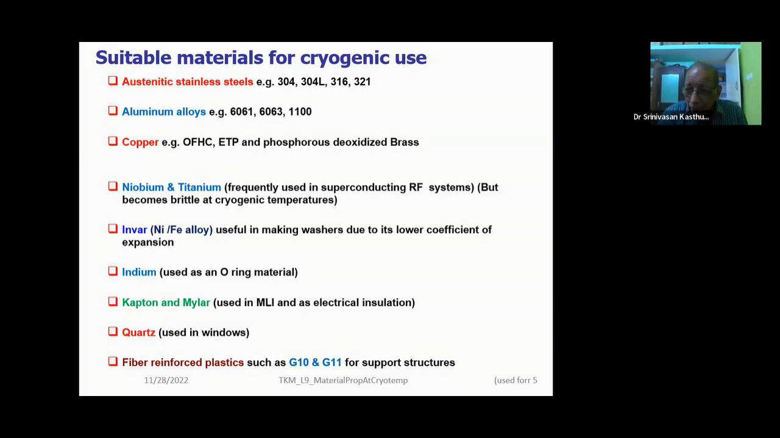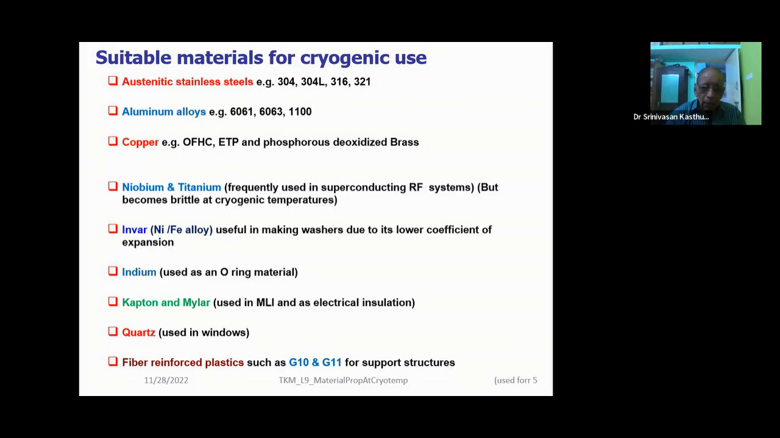And they are useful because they have a low thermal coefficient of expansion. Then you come across indium. Indium is a metal, a very soft material, and so it is useful as an o-ring at cryogenic temperatures for sealing. It is placed between two flanges. If you want to seal, you can use indium as a sealing material.